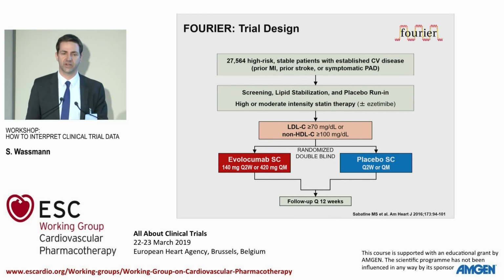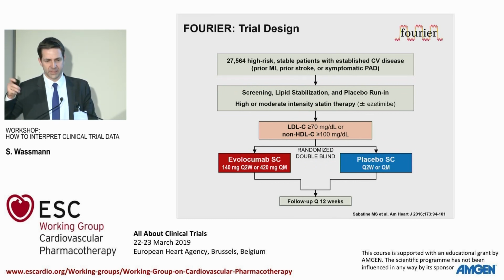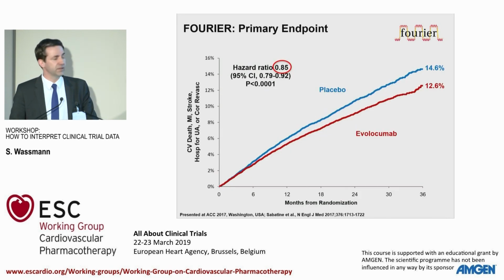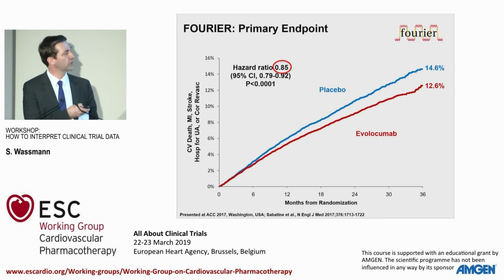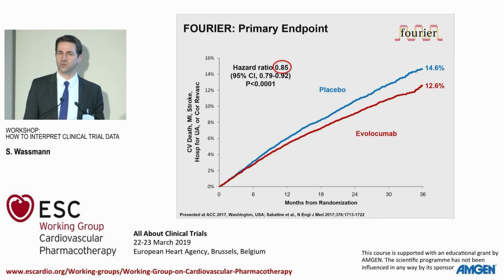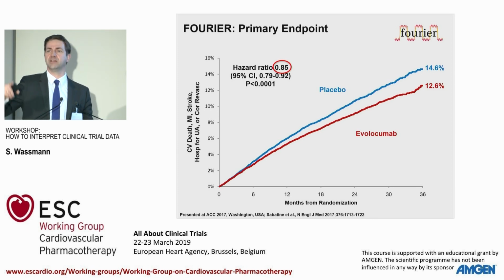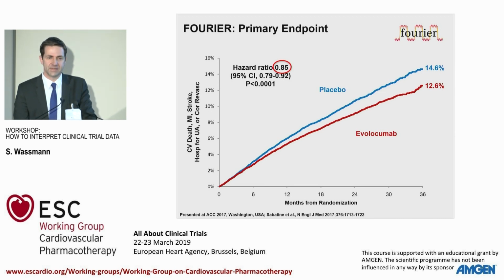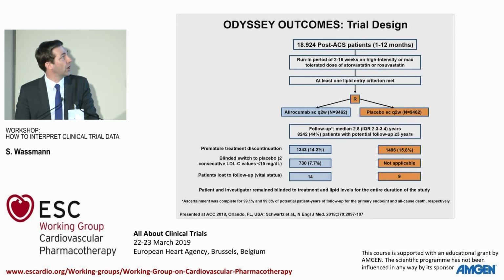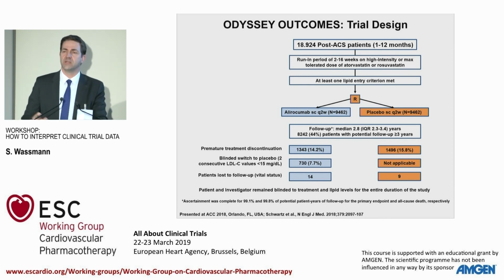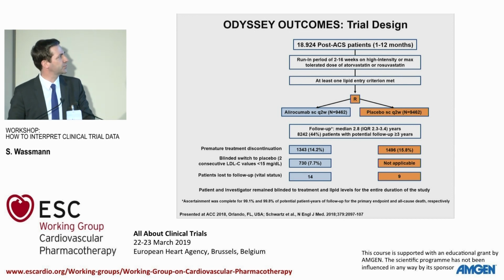It's the FOURIER trial, 27,000 patients, evolocumab versus placebo. These are the results. Primary endpoint significantly lower in the evolocumab group. But look at this. There's a 15% relative risk reduction, not a 50% relative risk reduction. Quite a big difference. But it's exactly that: you have hypothesis generating, and you have to go for the phase 3 trial. Okay, excellent. So here's ODYSSEY Outcomes, which tested alirocumab versus placebo in 19,000 patients post-ACS.